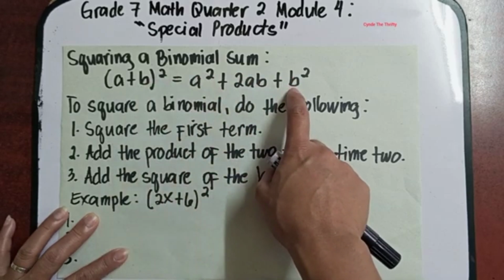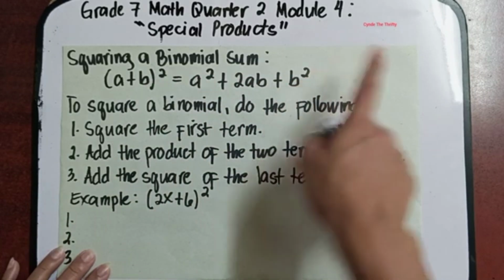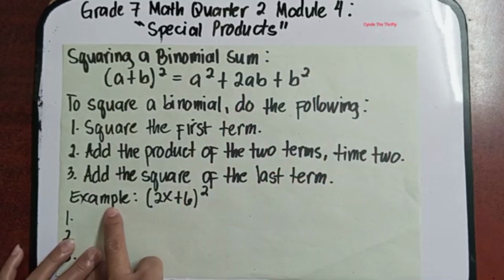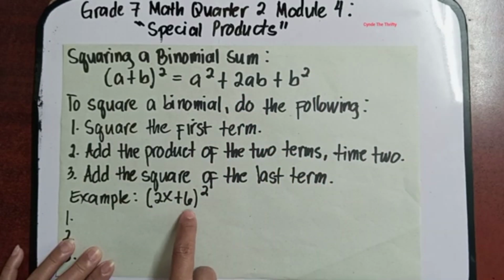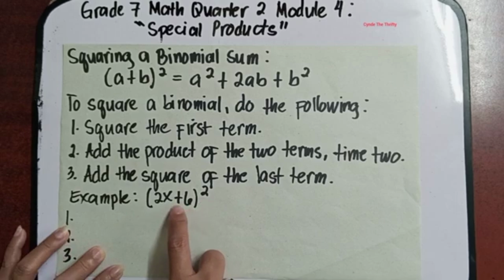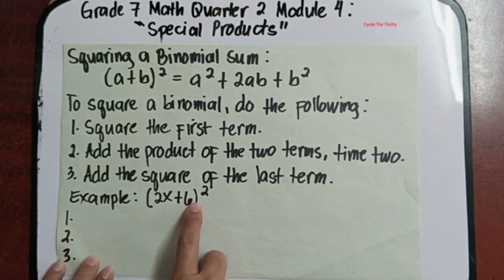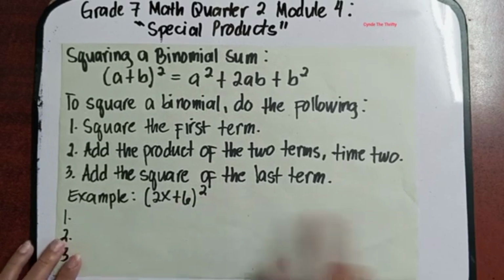So that is b squared. Okay, so i-apply natin ang ating formula. Meron tayong example dito, 2x plus 6 squared. This is squaring a binomial sum kasi sum ang nandito or addition. Kaya squaring a binomial sum. So, ngayon is, isolve na natin siya. So, 2x plus 6 squared.